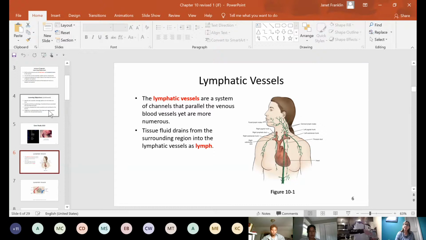So now we are going to take it one step further and try to have an understanding of why we care if the lymph nodes are swollen. What does that mean when we find a swollen lymph node?